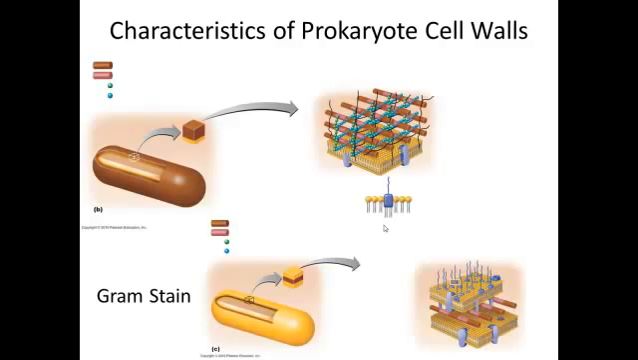So in review, you want to remember that gram-positives have a thick peptidoglycan cell wall that has teichoic acid in it. Gram-negatives have a thin peptidoglycan cell wall with an outer membrane on the outside in which there is LPS.